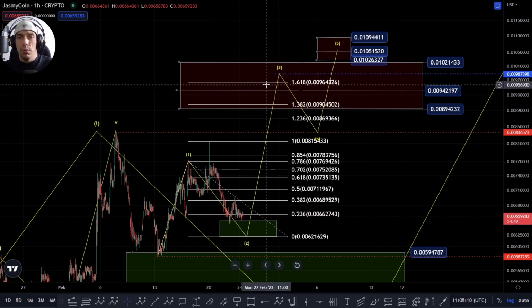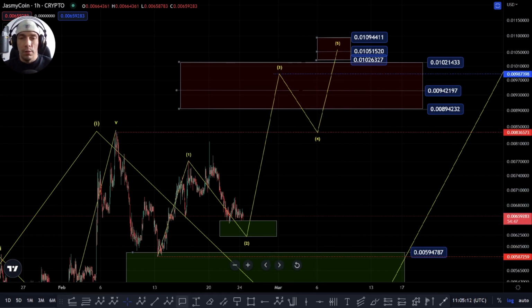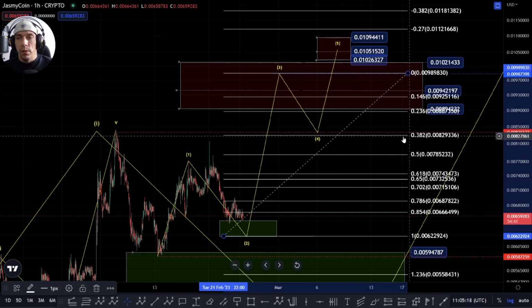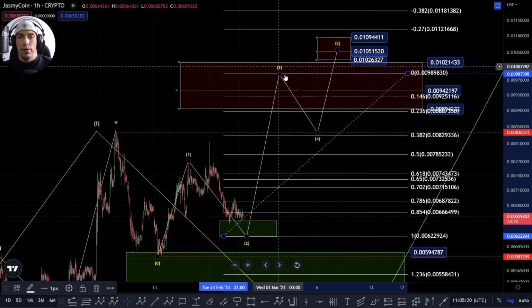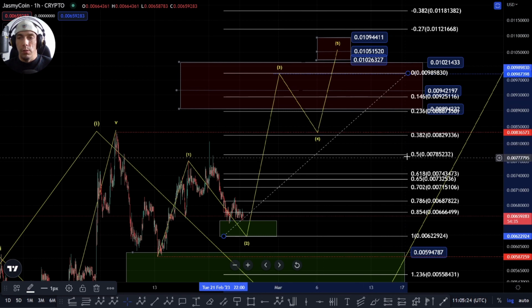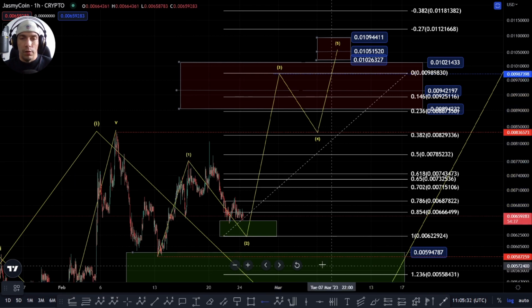If we do manage this, what we'd be looking for is that support to come in for a 4th wave, which depending on where we come in from, could be towards the top end of this move again at the 382. So basically a retest and another push to the upside, or it could come down a bit lower towards this 50% here at the 7852. But we wouldn't want to cross this wave one high. That would invalidate this move.